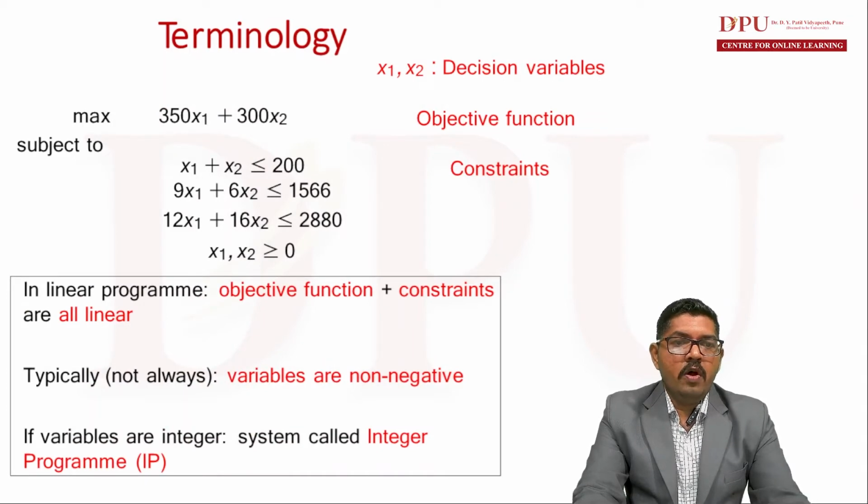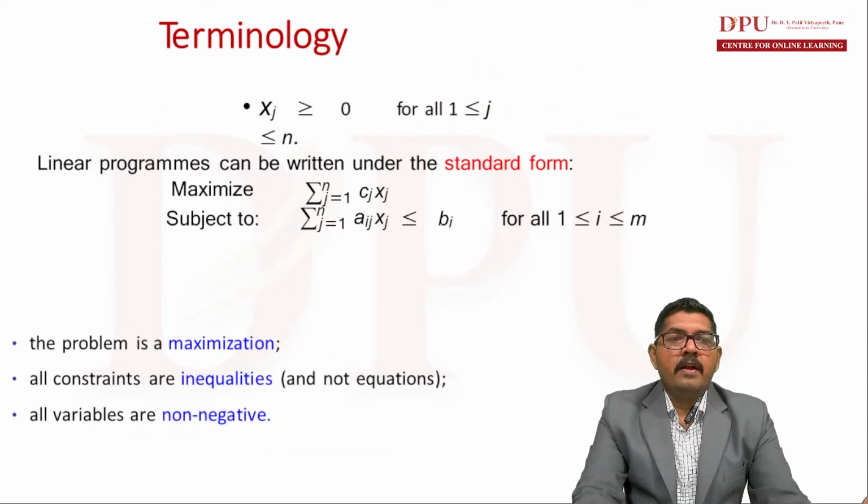We have already gone through it. So xj is greater than or equal to 0 for all j, with 1 less than or equal to j less than or equal to n. A linear program can be written in standard form. This is the standard form: maximize the summation, with j running from 1 to n, of cj times xj, subject to constraints. The constraints are also represented in the standard form as shown in front of you.